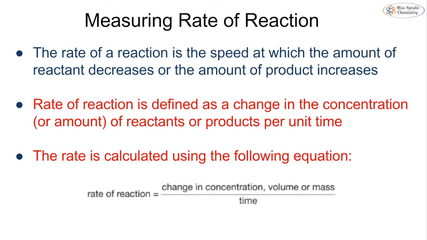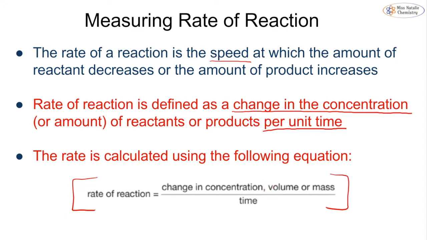So let's start off by looking at how we actually measure a rate of reaction. A rate of reaction is all to do with speed, and it is the speed at which a reactant either decreases or a product increases. So we define it as the change in concentration of reactants or products per unit time. It's very important that we always relate the change to time, and we can calculate it using this equation here. So we've got our change in our concentration, our volume, or our mass divided by the time in which this change happens.